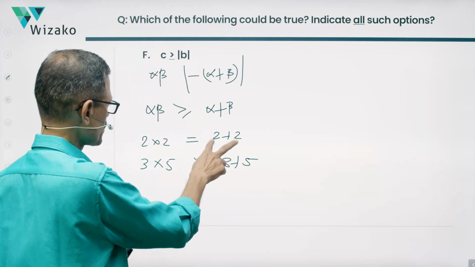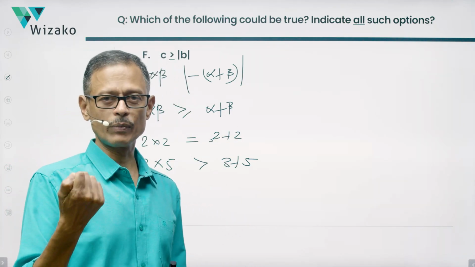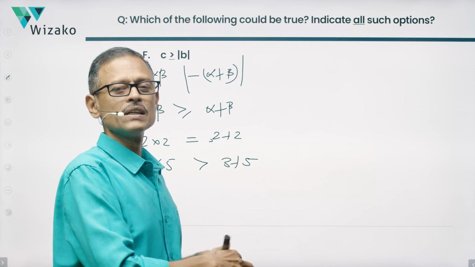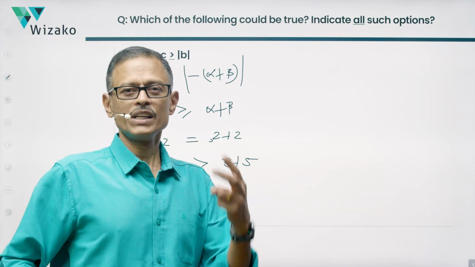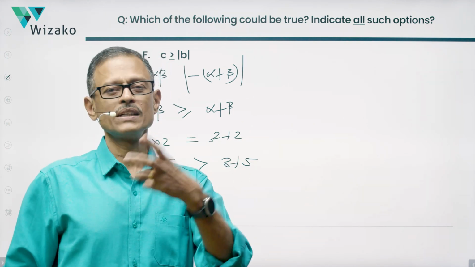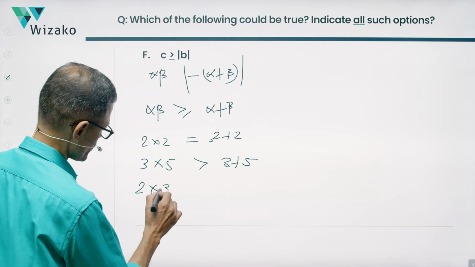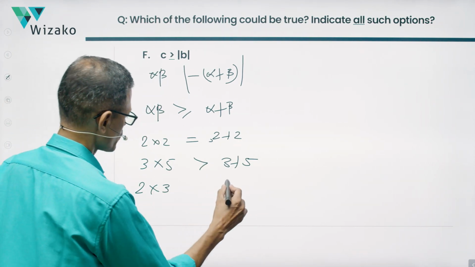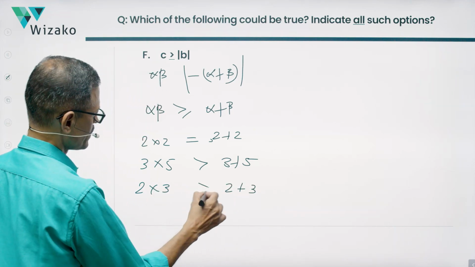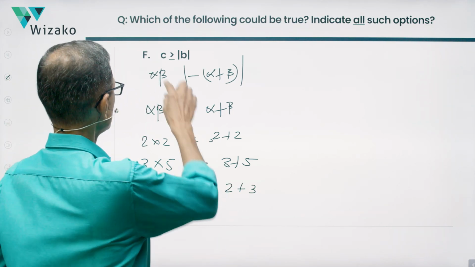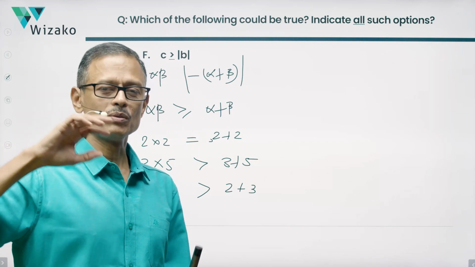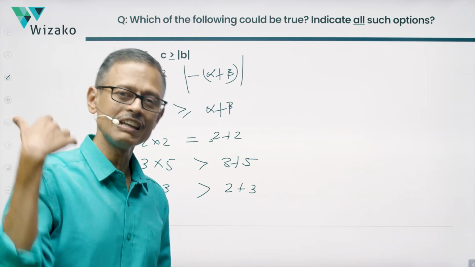So if both of them are 2s, then at that point in time, it is equal. If both of them are greater than 2, then the product is greater than the sum. If one of them is a 2, the other is greater than 2, then even then the product will be greater than the sum. So for example, 2 into 3, if you want to just stick to integers, 2 into 3 is greater than 2 plus 3. So C will be greater than or equal to modulus of B. This is also always true.